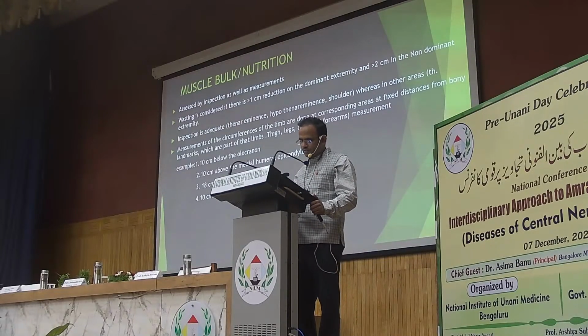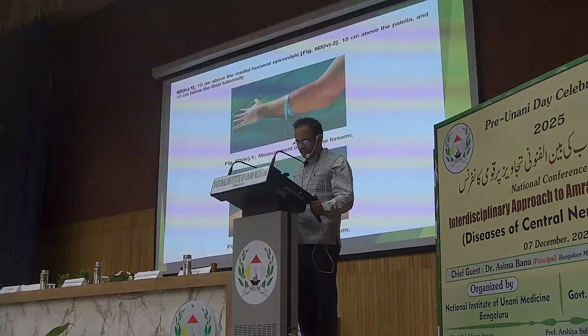Usually from a fixed bony point, the measurement is taken as 10 centimeter below the olecranon for the forearm, 10 centimeter above the medial epicondyle for the arm, 80 centimeter above the patella for the lower limb, that is the leg, and 10 centimeter above the patella is taken for the thighs, and 80 centimeter below the tibial tuberosity. From there, you have to measure the circumference of the calf muscle to compare whether there is any wasting or not. So this is how it is done.